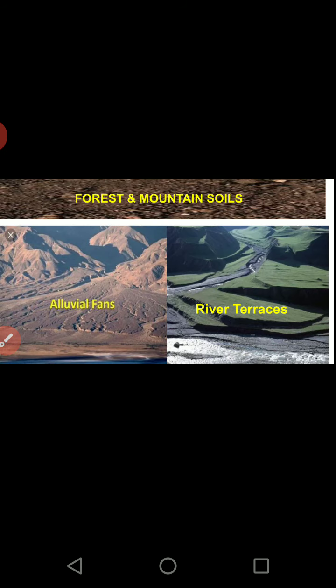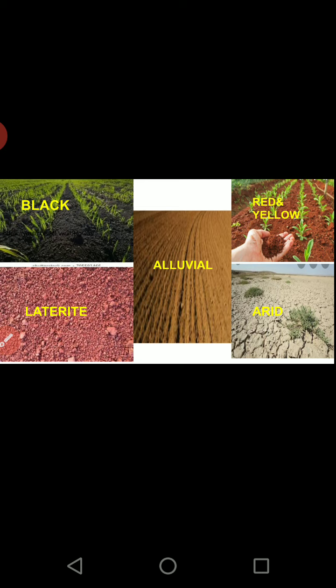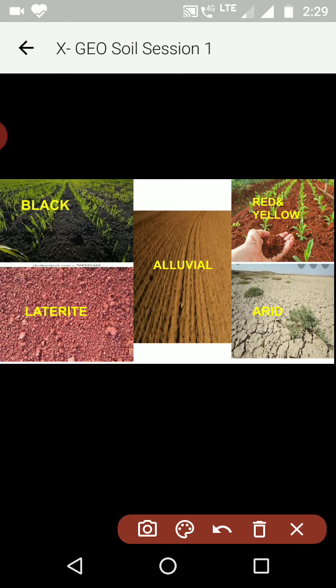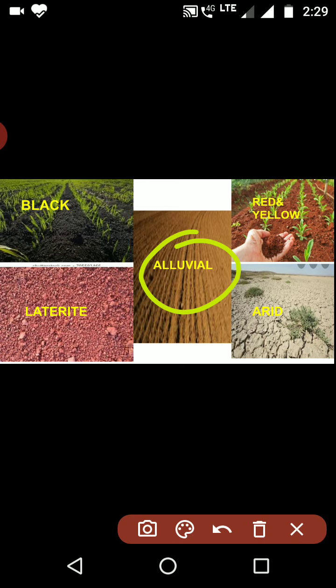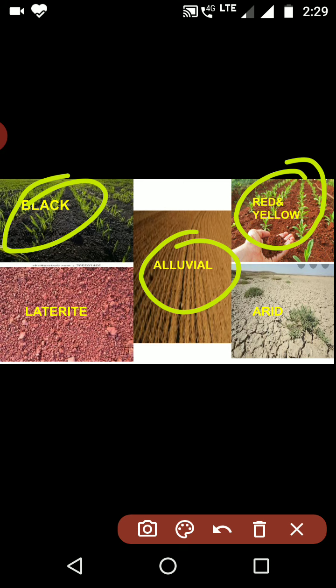The one which is very familiar to us is the alluvial soil. Alluvial soil completely covers the northern plains; this is one type. Another is black soil, where we are staying in the Deccan Trap region, which totally looks black. We have red and yellow soil. If you have visited Konkan, Maharashtra, on the western side, you will find the soils are reddish in color there.